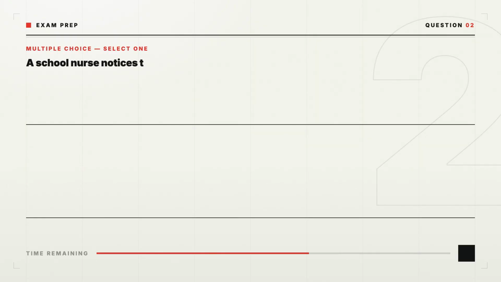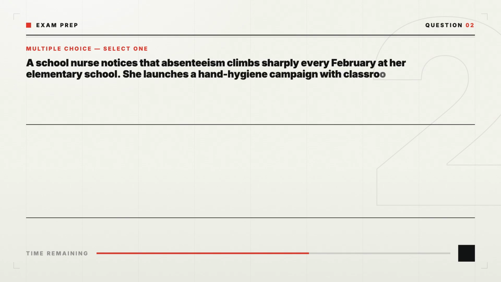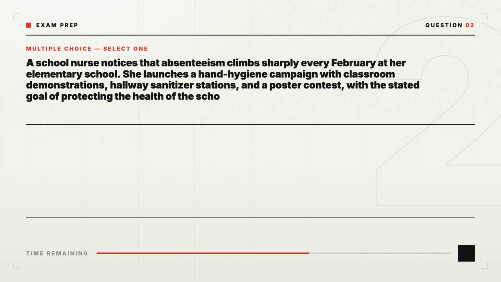Question 2. A school nurse notices that absenteeism climbs sharply every February at her elementary school. She launches a hand hygiene campaign with classroom demonstrations, hallway sanitizer stations, and a poster contest, with the stated goal of protecting the health of the school as a whole. Which practice area best describes this work?